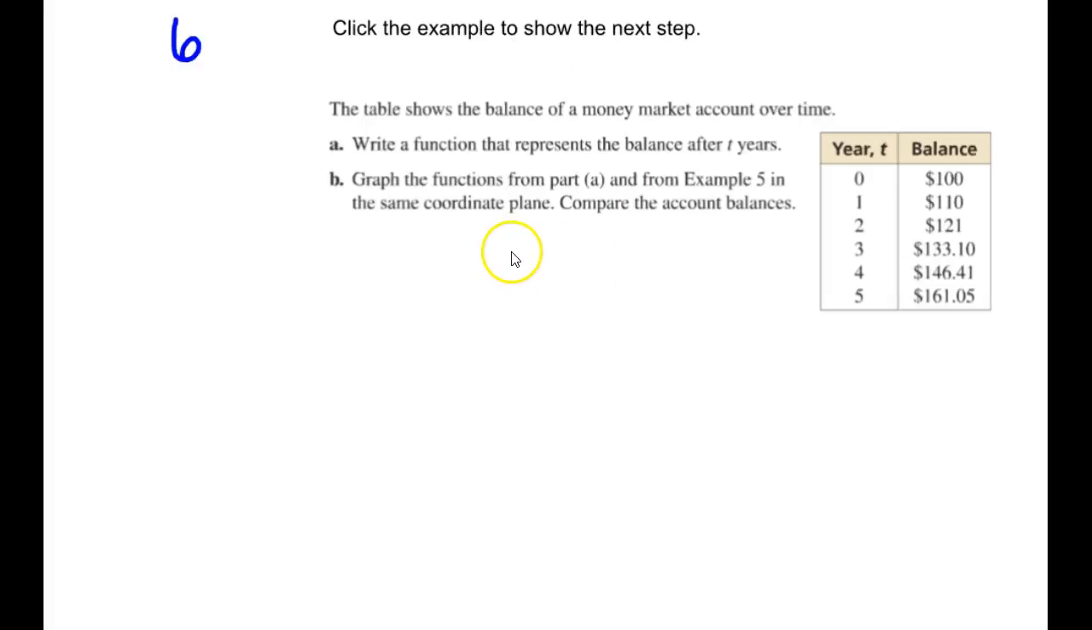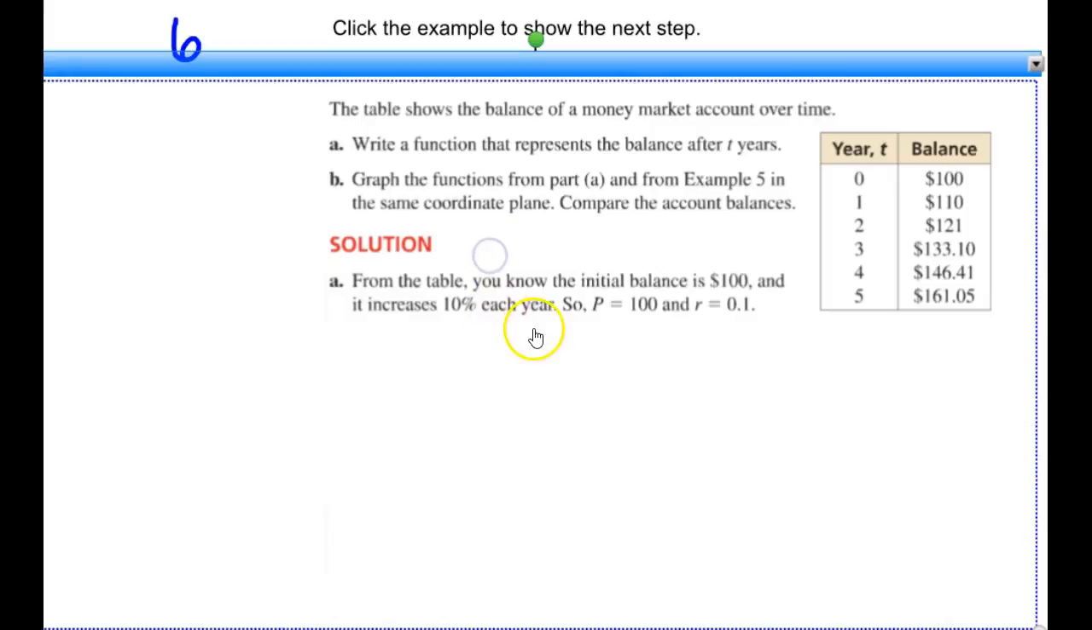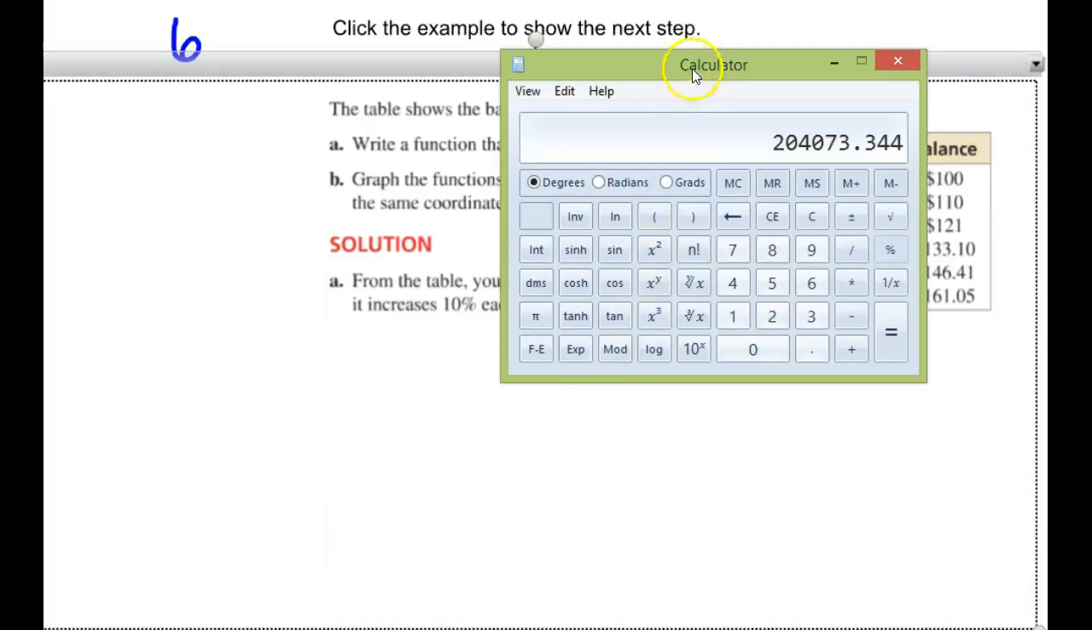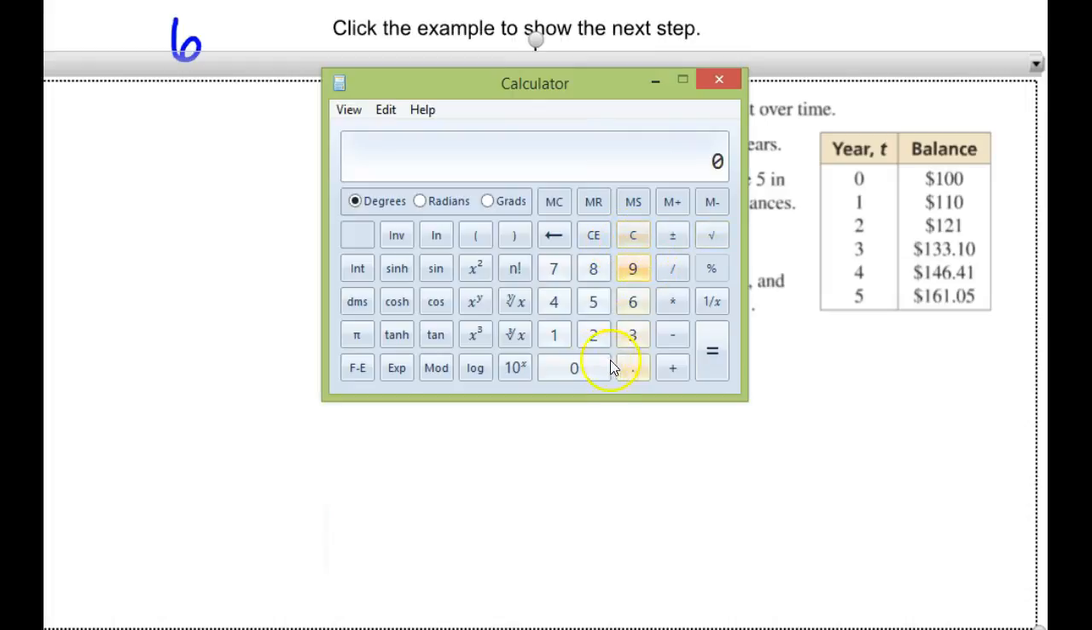my balances. So the first thing I have to do is figure out all of my pieces. And I know my initial balance is $100 because I'm told that at year 0, right when I very start, I have $100. And I figure out that it increases 10% every time. And I can do that because I can use my calculator and take my 100, my new, so my 110 divided by 100 equals 1.1. So this tells me how much it went up.